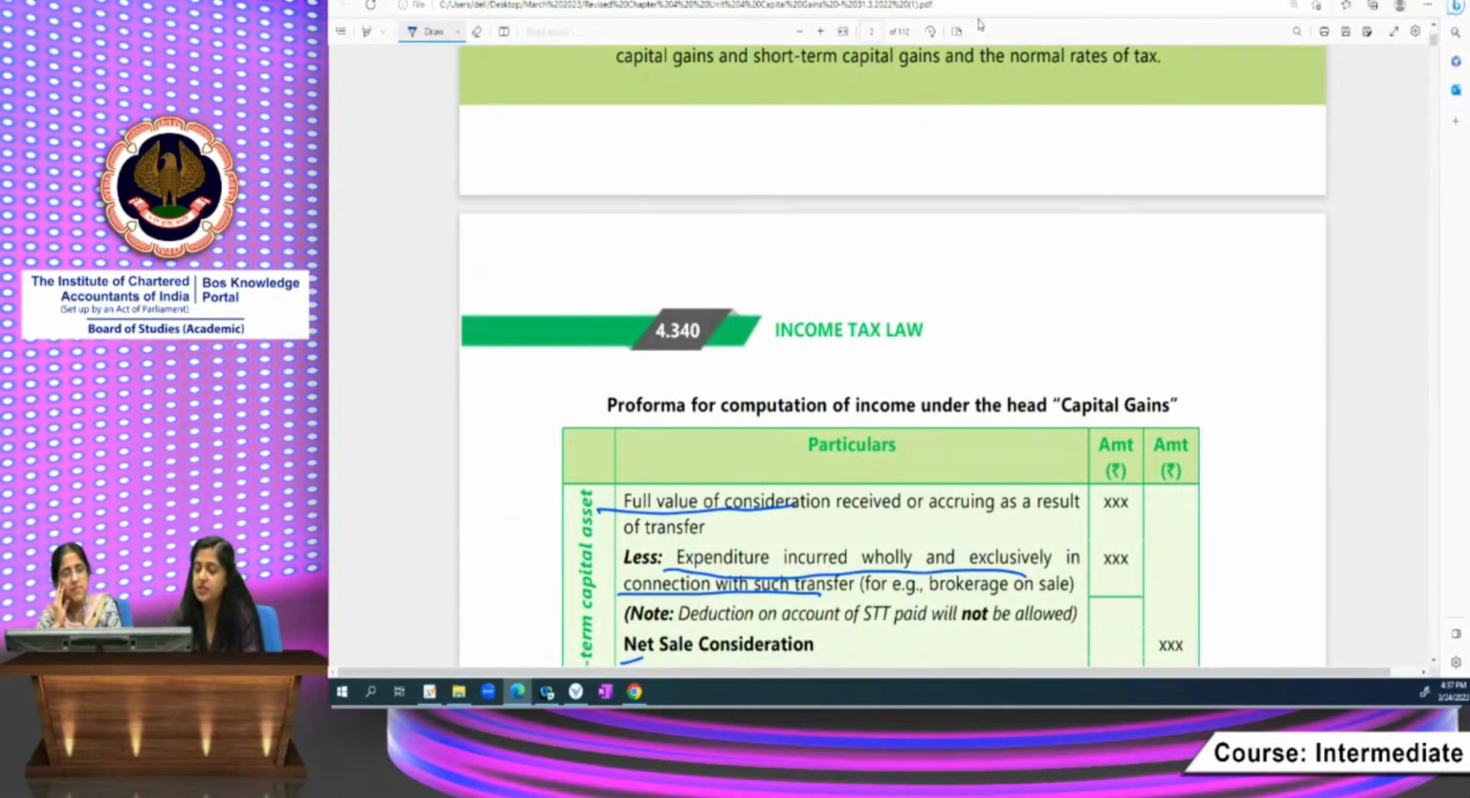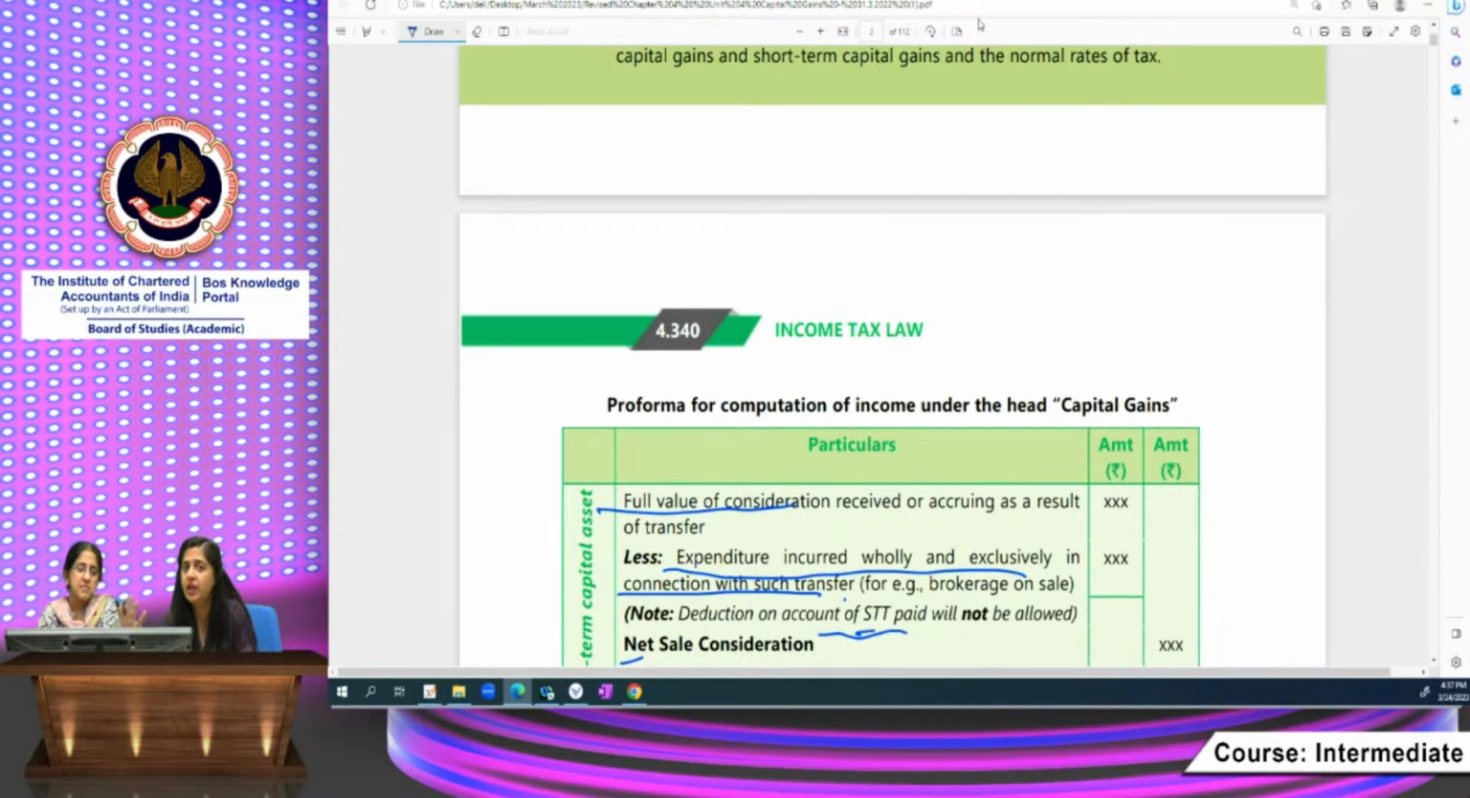Any expenses which we have incurred wholly or exclusively in connection with the transfer are allowed, but the STT, in case of shares, if you have paid STT, the deduction on account of STT will not be allowed. But if you have held the share as your stock in trade, suppose you are in the business of trading, then if you have paid the STT, that would be allowed as deduction because the income is chargeable under the head PGBP, not under the head capital gain.